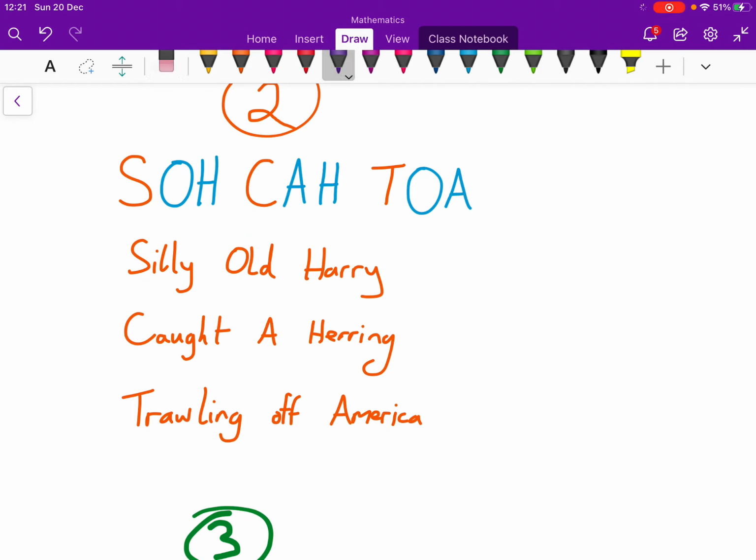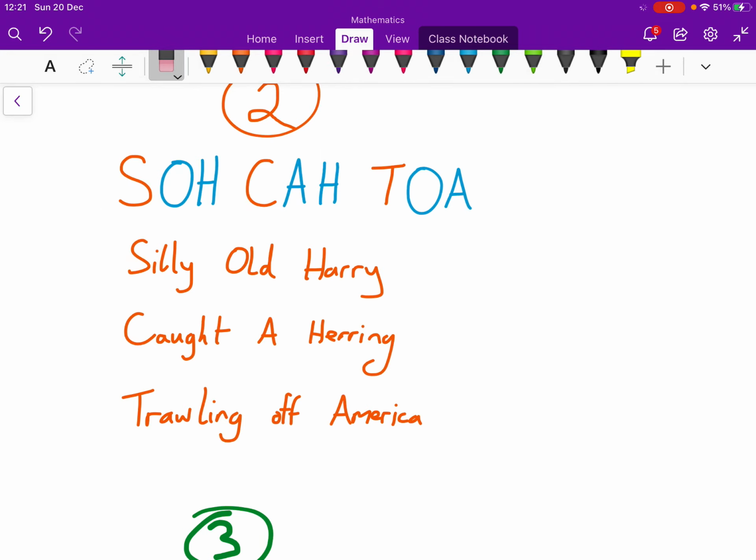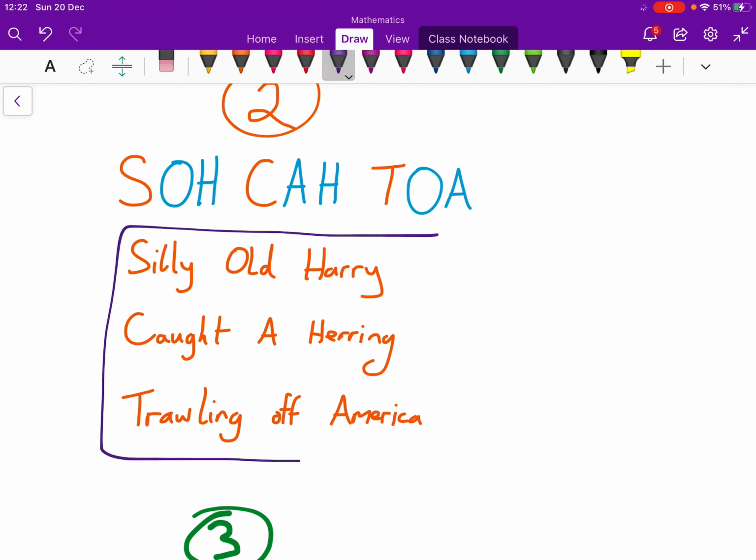Lots of people just learn this as SOH CAH TOA. I don't like that myself, but maybe you do. I do really like the one the Khan Academy has, some old hippie. So some old hippie is sine equals opposite over hypotenuse. Caught another hippie, that's cosine is equal to adjacent over hypotenuse. Tripping on acid, that's tan is equal to opposite over adjacent. So some old hippie caught another hippie, tripping on acid. But the one I learned myself, and find easiest to remember, is silly old Harry caught a herring trawling off America.